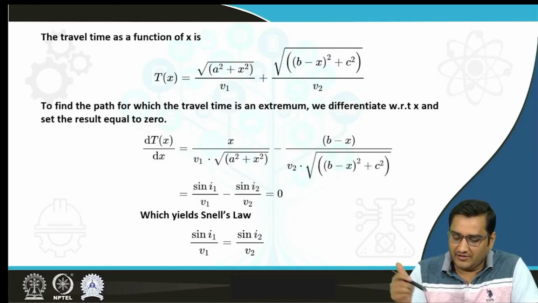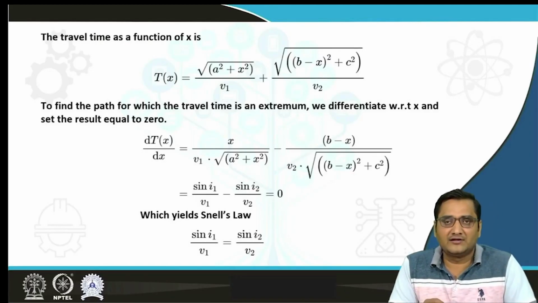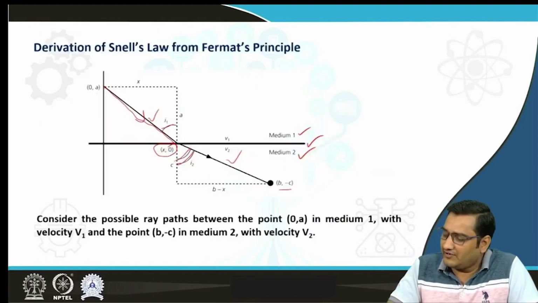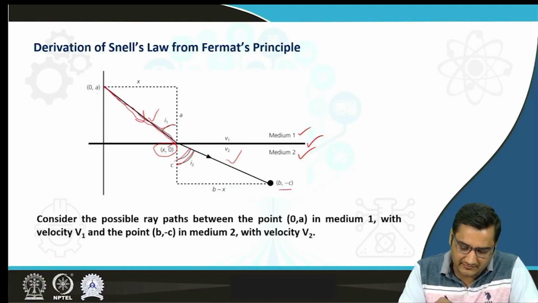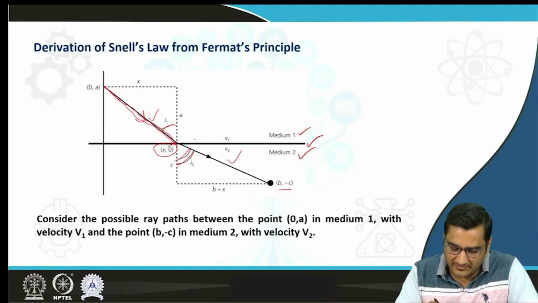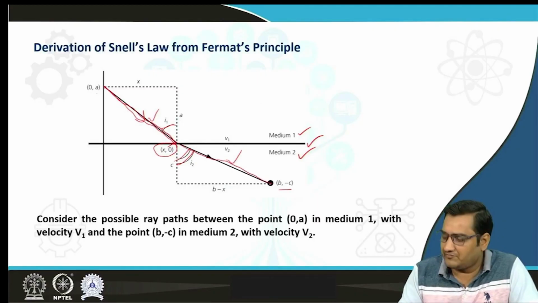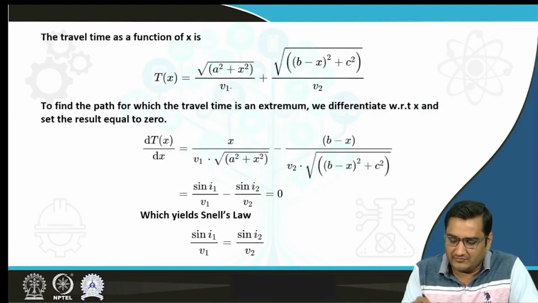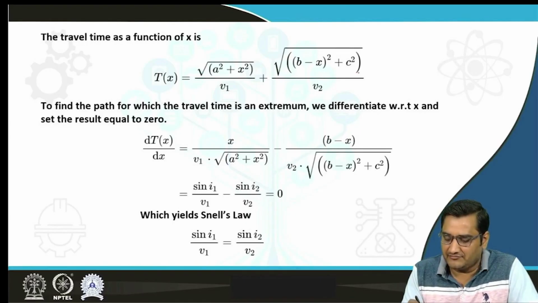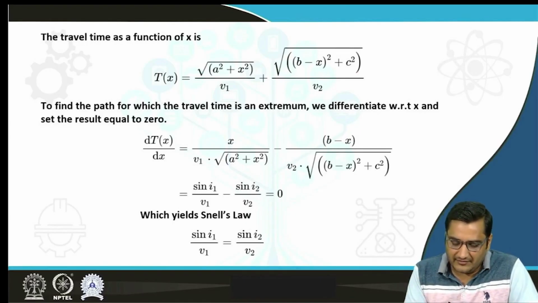Then you can also calculate the travel time. So the total travel time for this ray would be the total path in medium 1 divided by its velocity plus the total path in medium 2 divided by its velocity. So it will be the square root of (a squared plus x squared) divided by v1, plus the square root of ((b minus x) squared plus c squared) divided by v2.